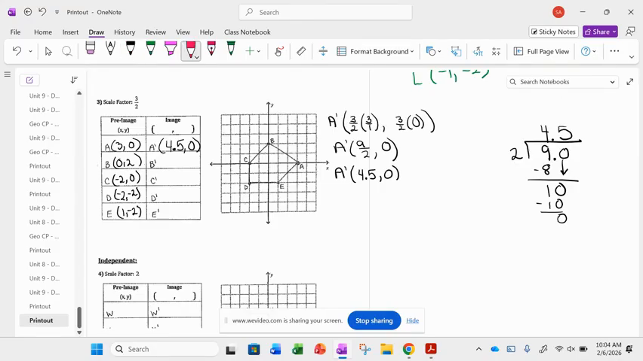Now, when we plot this, we're going to go right between 1, 2, 3, 4, and then halfway between 4 and 5, and then up 0. So here is my A prime. Now we're going to find B prime. So now for B prime, I'm going to do 3 halves times 0, comma 3 halves times 2 over 1.